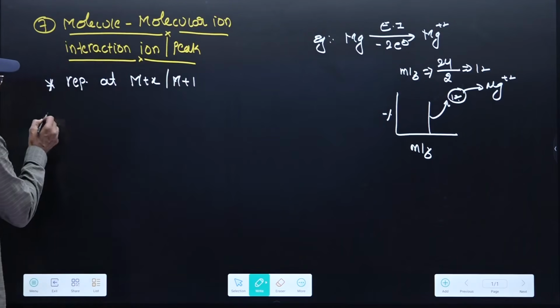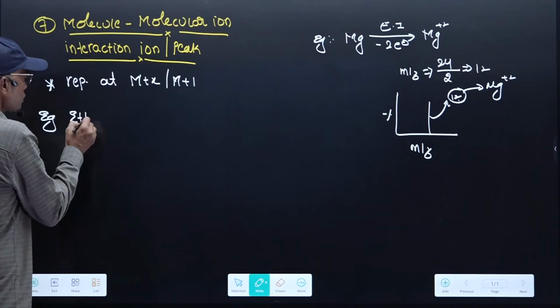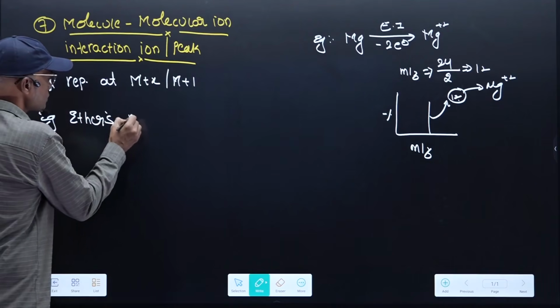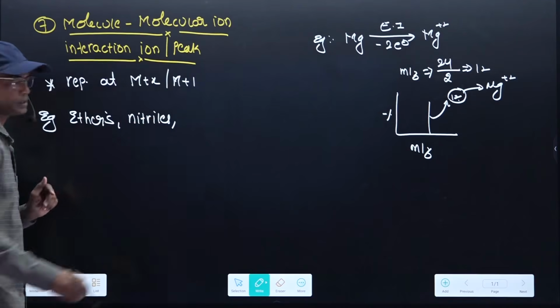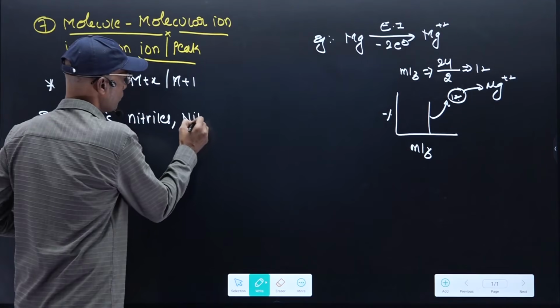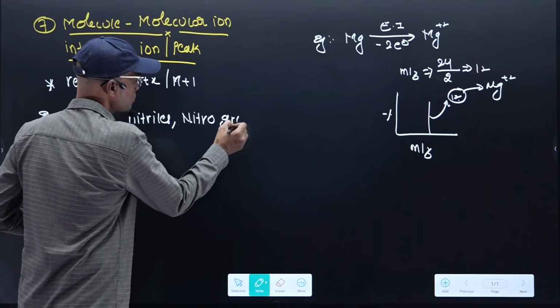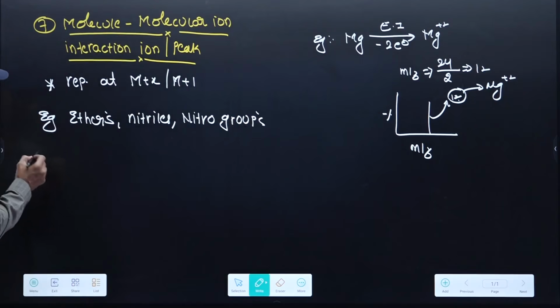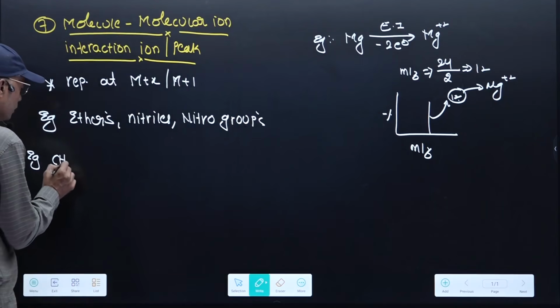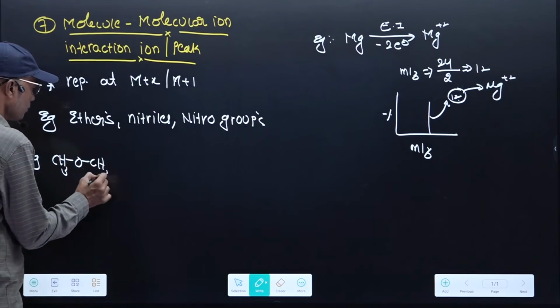Example for this already given. What are the examples for this? Ethers, we can go for nitriles, ethers, nitriles and nitroalkanes, nitro groups, otherwise nitro functional groups. Okay, so the best example, see, this is one ether.